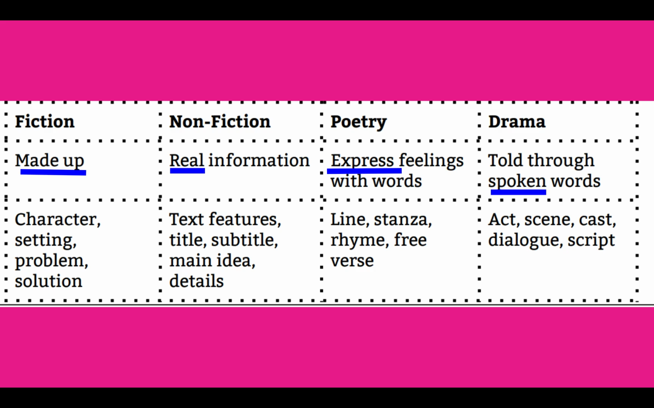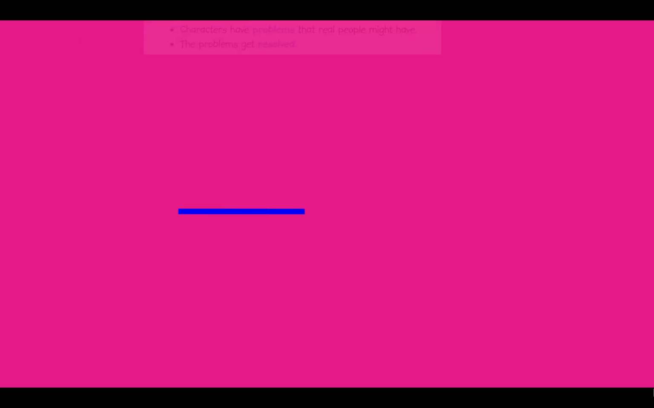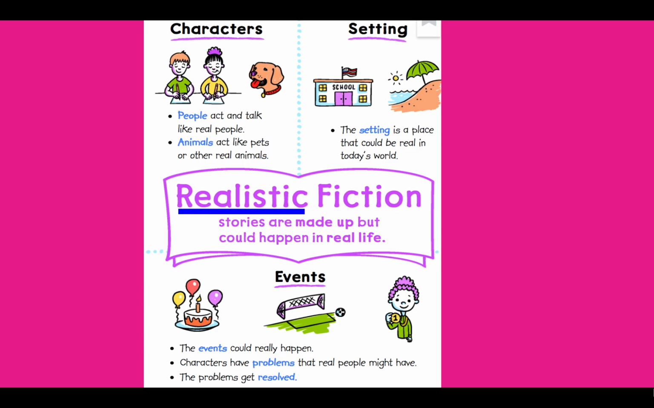Now, let's move on to the next one. Within fiction, we have another genre called realistic fiction, meaning stories are made up, but it could happen in real life. We still have characters. The people act and talk like real people. The animals act like pets or other real animals. The setting is a place that could be real in today's world. So with the animals, if it's realistic fiction, they're not going to be talking. They're going to act like pets in real life.